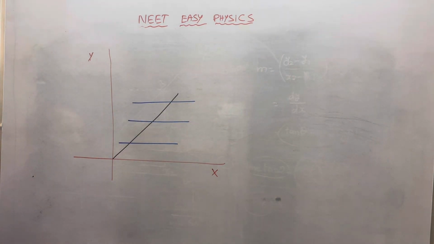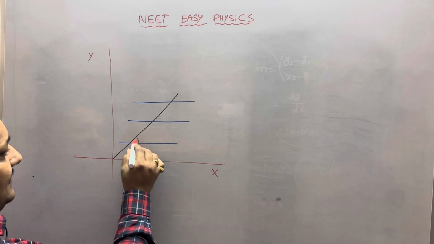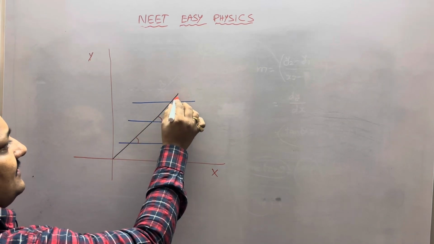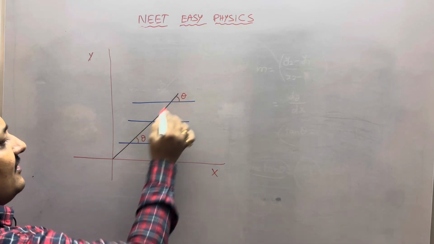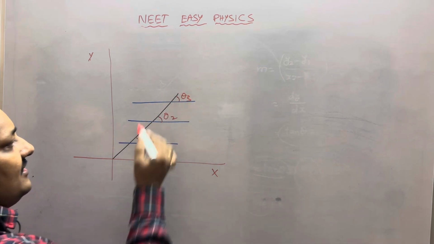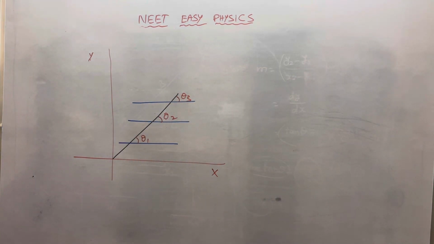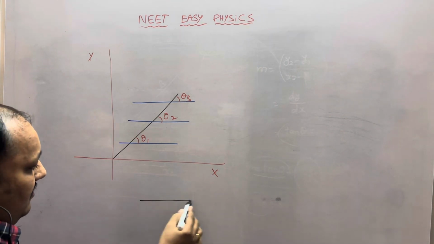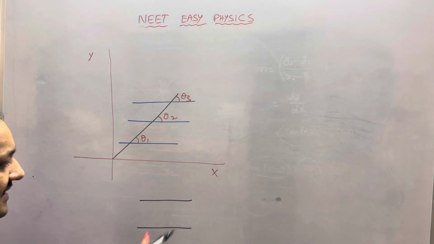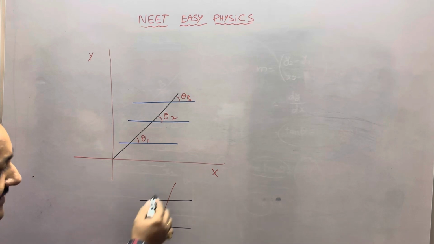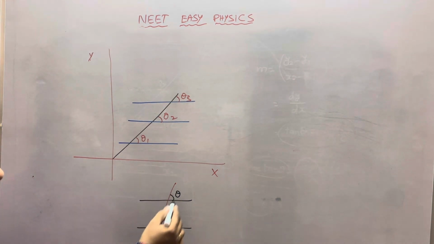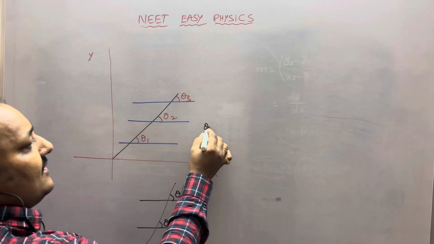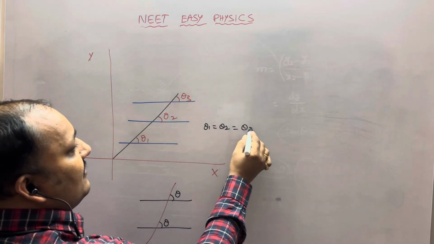At that time, see the thetas. This theta, this theta, this theta. Will all the thetas be the same or different? Otherwise, theta 1, theta 2, theta 3. In 9th class geometry, you came to know about 2 parallel lines. If any line is intersecting them like this, if it is a straight line, these 2 angles will always be the same. Therefore, here theta 1 is equal to theta 2 equal to theta 3.